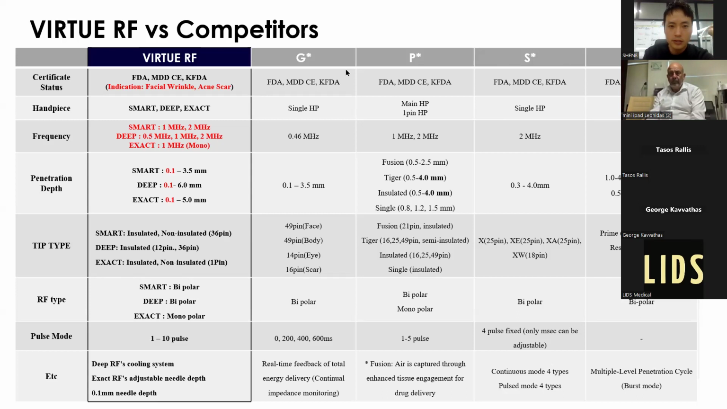Just for your information, this G is Genius from Lutronic, and P is Potenza from Cynosure. But I believe you know that Lutronic has merged with Cynosure recently. So the market is saying that one of them will disappear from the market. That is what I have heard from a person who is working for Lutronic at this moment. Anyway, this is just brief information.